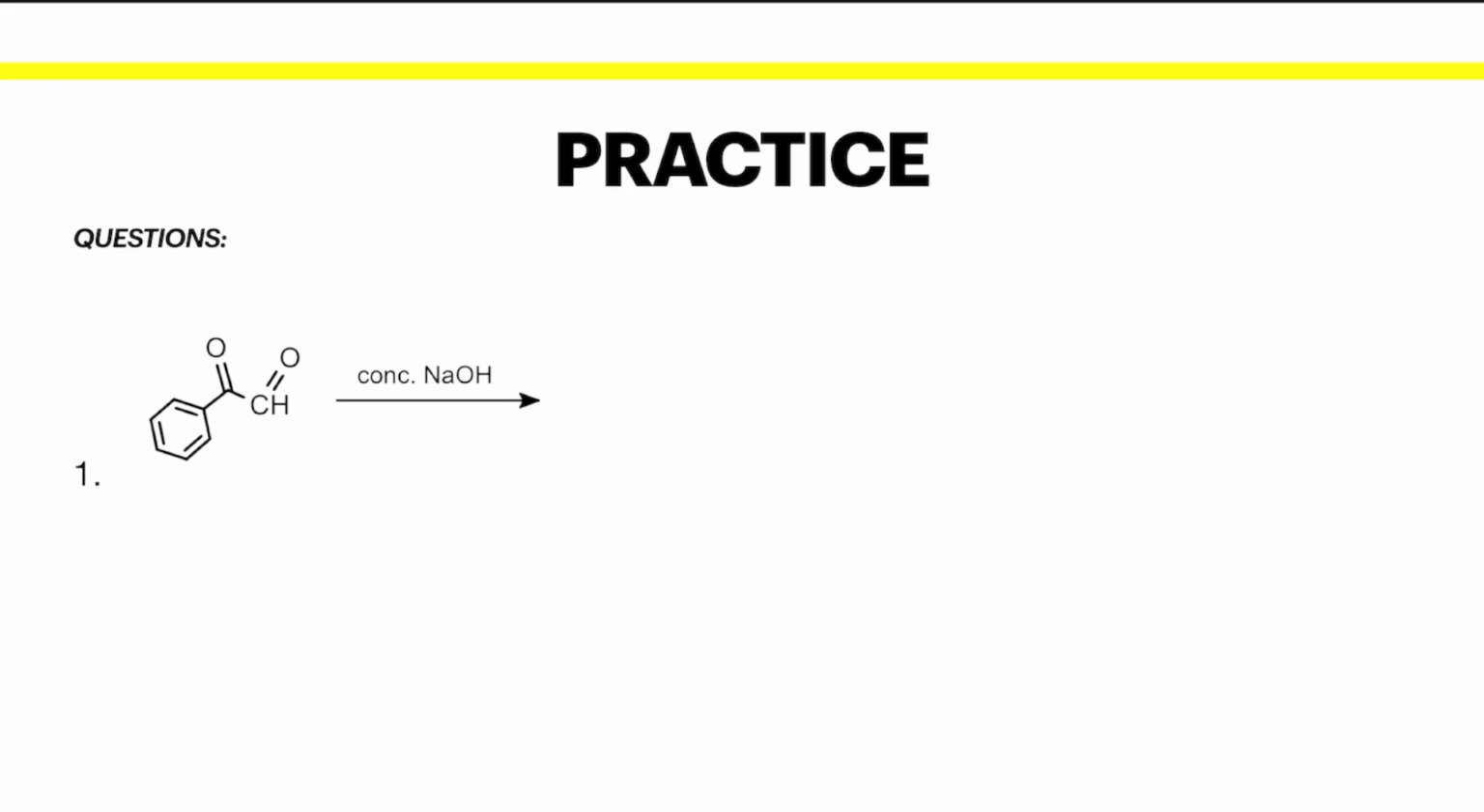Now a practice question is there. Try to approach this. In the first question, you can see that both groups, one aldehyde and one ketonic group, do not contain any alpha hydrogen. And because of that, the ketonic group gets reduced and the aldehyde group gets oxidized.